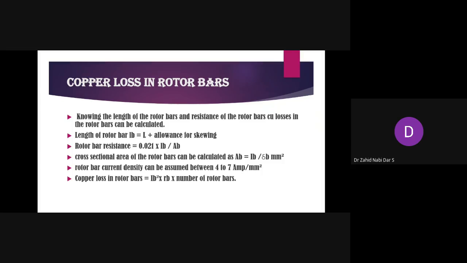AB is the cross sectional area of rotor bars, which is given as IB by delta B millimeter square. Delta B is the current density of rotor bar, which is assumed between 4 to 7 amp per millimeter square. The copper loss in rotor bars is given as IB square into RB, that is resistance of rotor bar, into number of rotor bars.